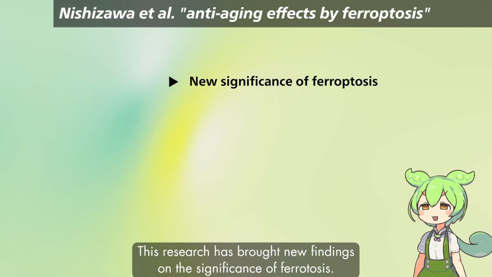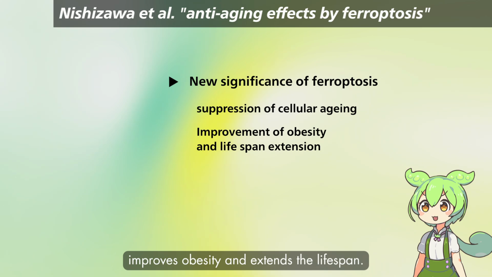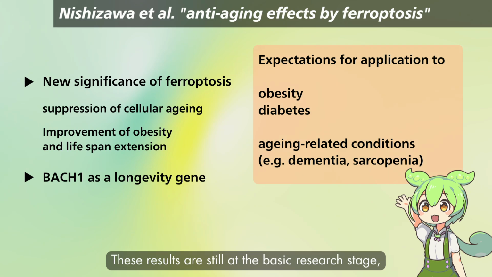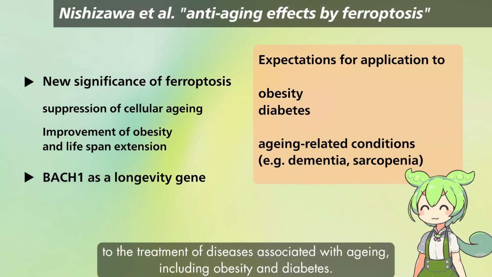This research has brought new findings on the significance of ferroptosis. Cell death in some cells inhibits the aging of others, improves obesity and extends the lifespan. It was also suggested that BACH1, which promotes ferroptosis, is a gene for longevity. These results are still at the basic research stage, but if validated for application, it is expected to be applicable to the treatment of diseases associated with aging, including obesity and diabetes.